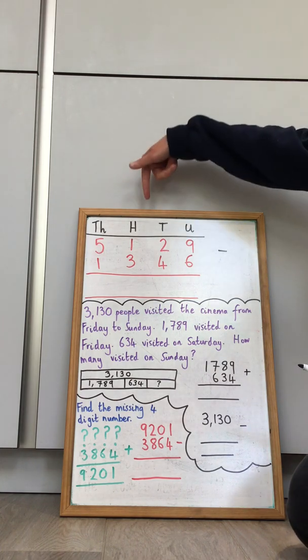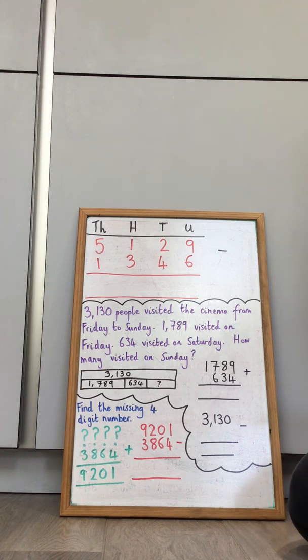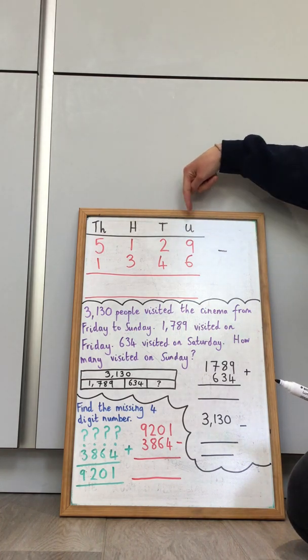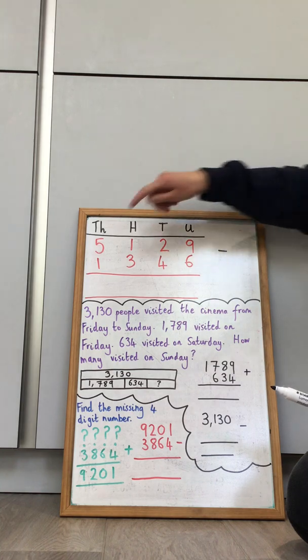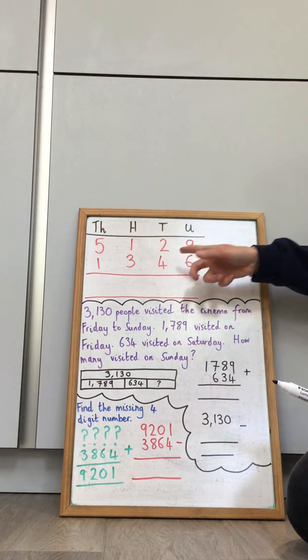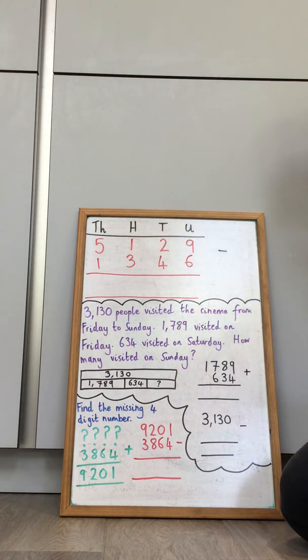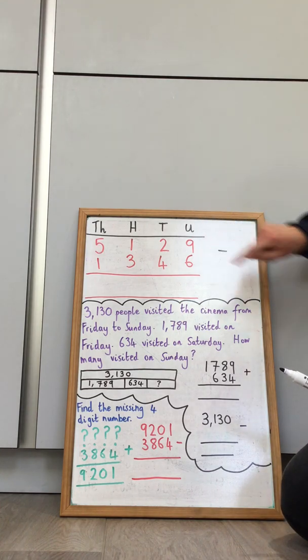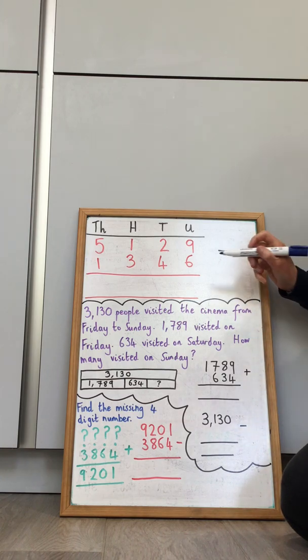If we look at this top problem to start with, I'm just going to show you very simply the method to use, and then we'll look at how we use that method for more difficult questions. So the sum that we've been given is 5,129 subtract 1,346. Just as we did previously, we start with our units. 9 take away 6. I can do that, I don't need any exchange. I know that 9 take away 6 is 3.